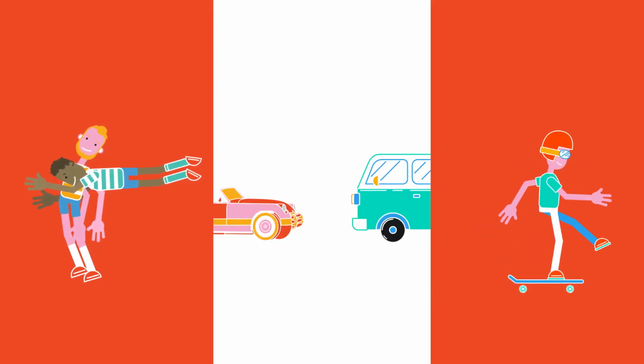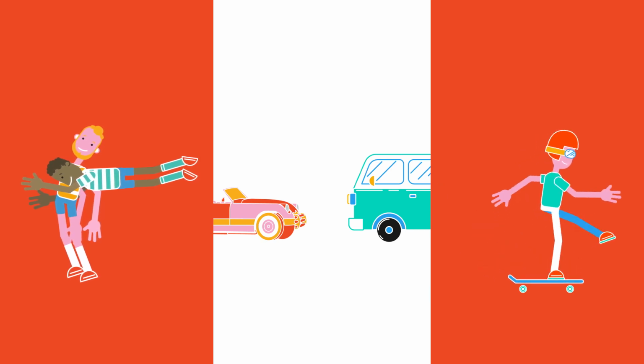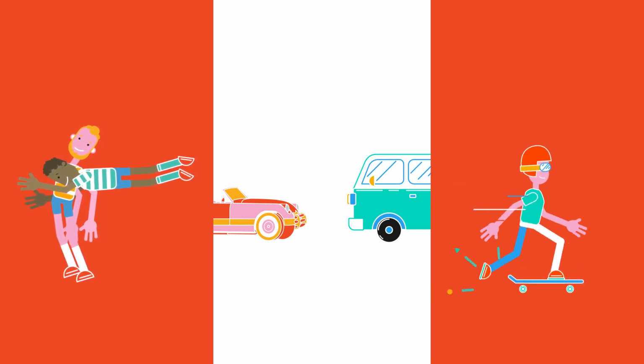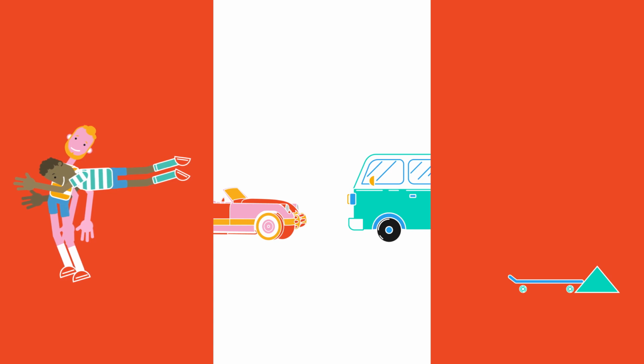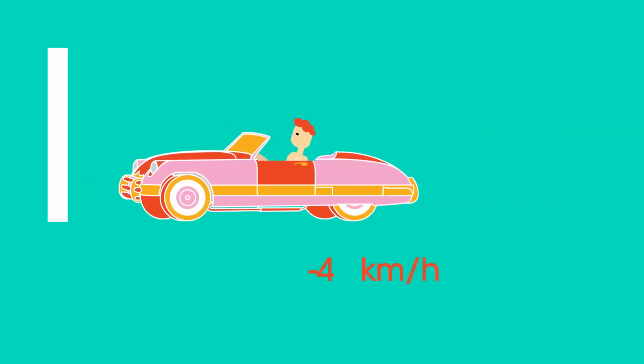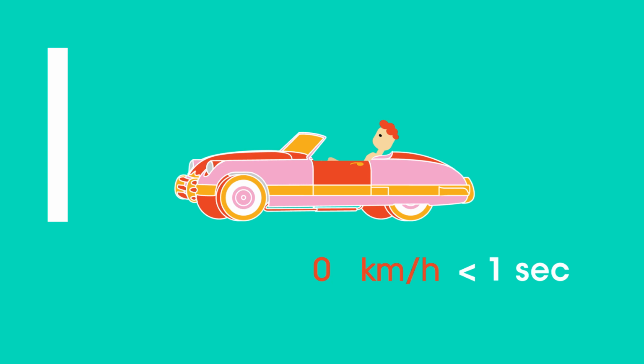Rapid changes in momentum can be extremely dangerous. Can you think of examples of rapid changes in momentum? During a car crash, the momentum of the passengers decreases rapidly from a large number to 0 in less than a second. This places huge forces on them, which can be lethal or cause serious injury.